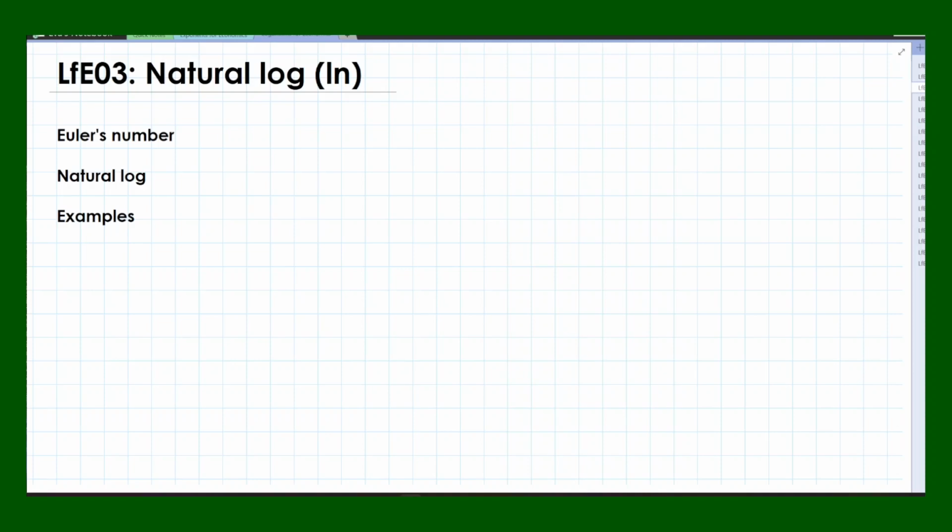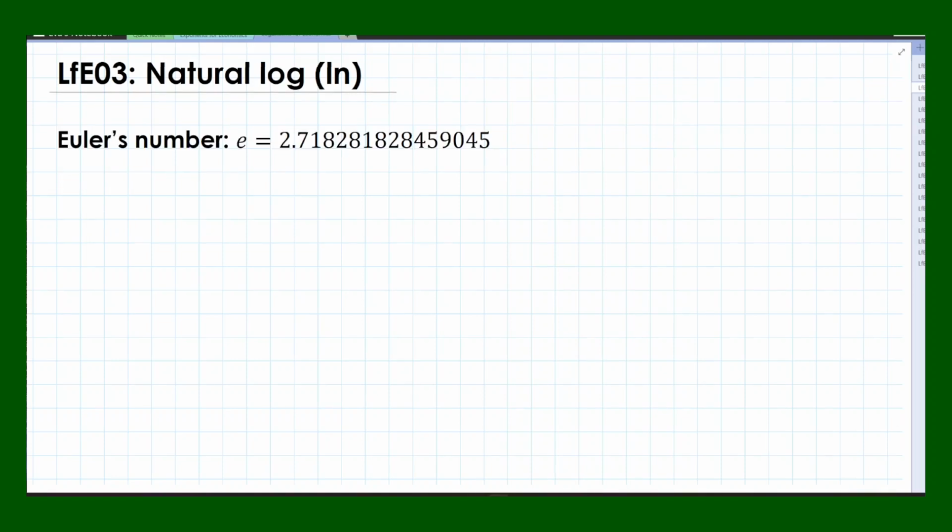In this video, which is video 3, we're going to look at the natural logarithm in detail. We will talk about what Euler's number is, then I will introduce the natural log, and as always, there's going to be plenty of examples. Let us get started. On the screen, you can see Euler's number to 15 decimal places.